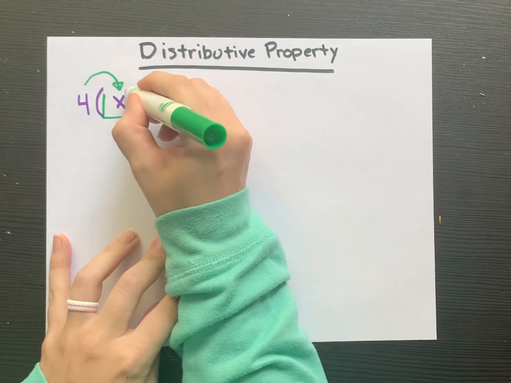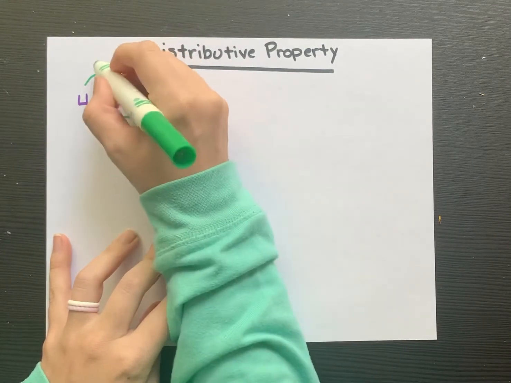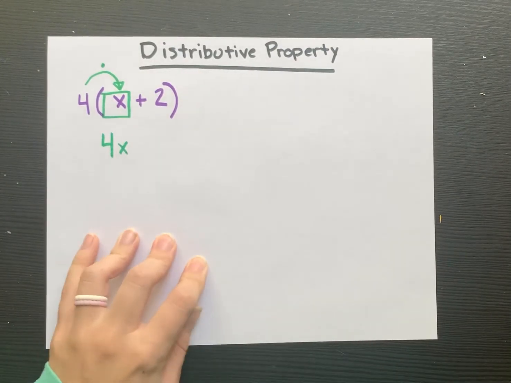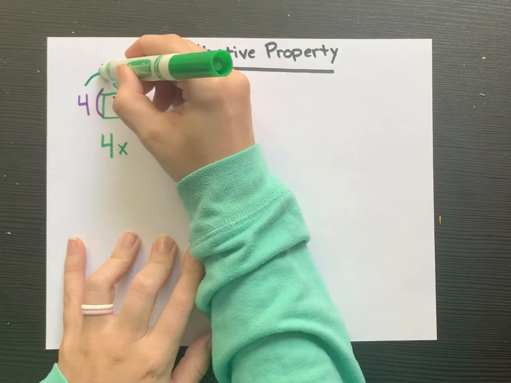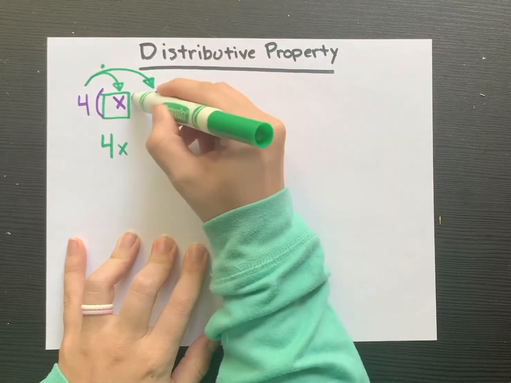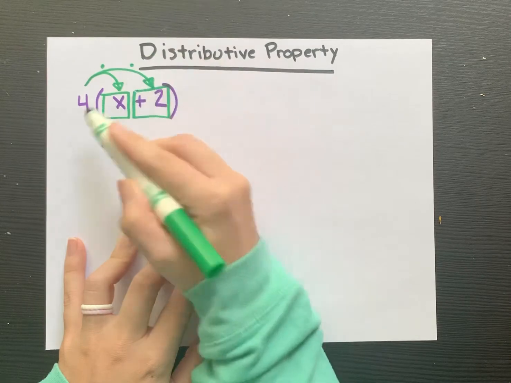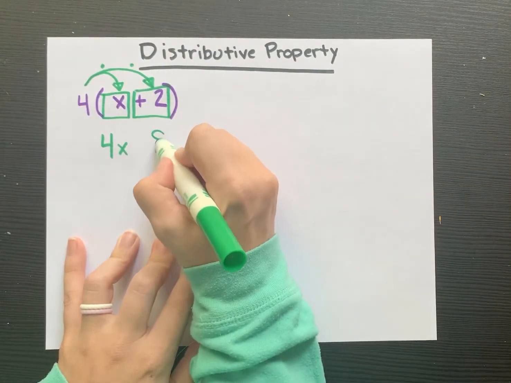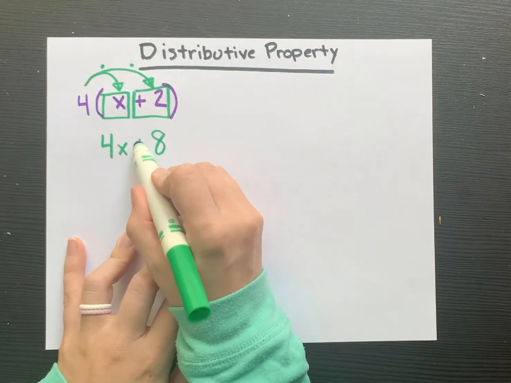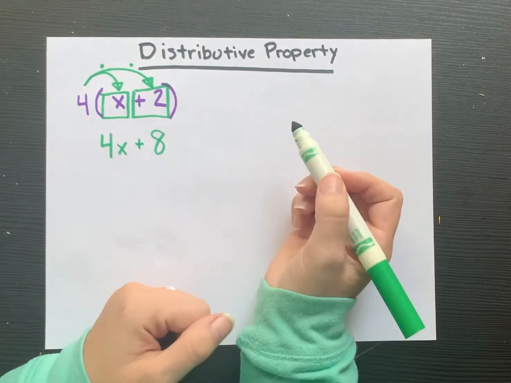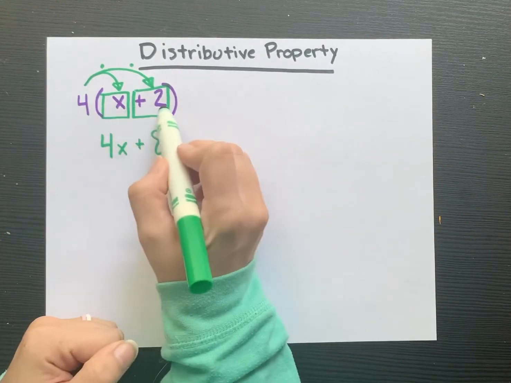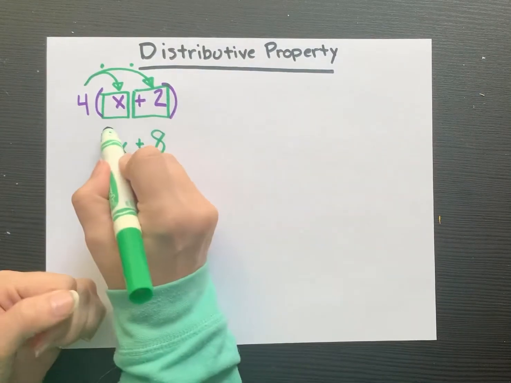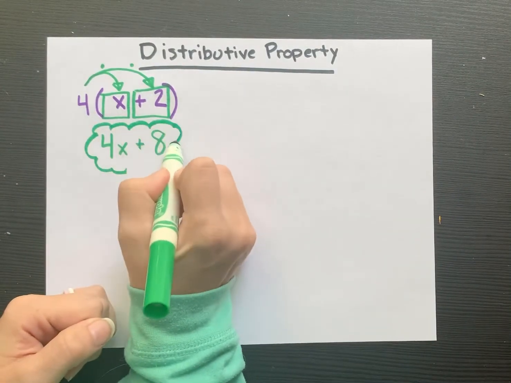That's our first thing. We have 4 times x, which we will write as 4x. And then we're going to give the 4 to the plus 2. If we do 4 times positive 2, we get a positive 8. To show that we got a positive 8, we put a plus sign in between. So 4 parentheses x plus 2 is the same thing as 4x plus 8. That's the distributive property.